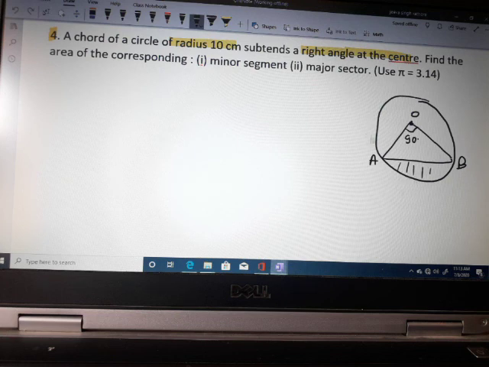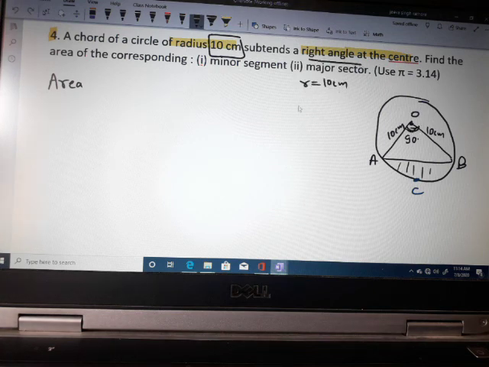First of all, as the first step, you have to find out 3 things. First, the area of this sector OACB, suppose this point is C. So I will write the area of the minor sector. The radius is already given, 10 centimeter. Theta is given already as a right angle. That means theta is equal to 90 degrees.